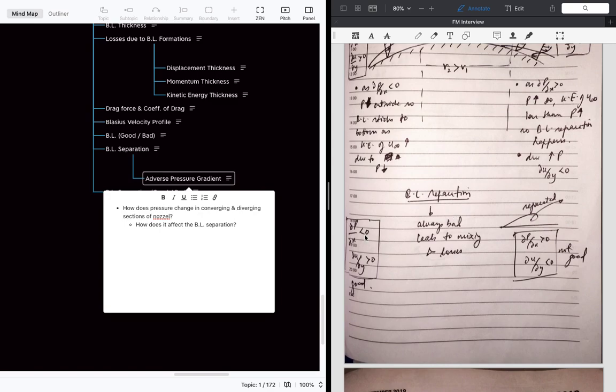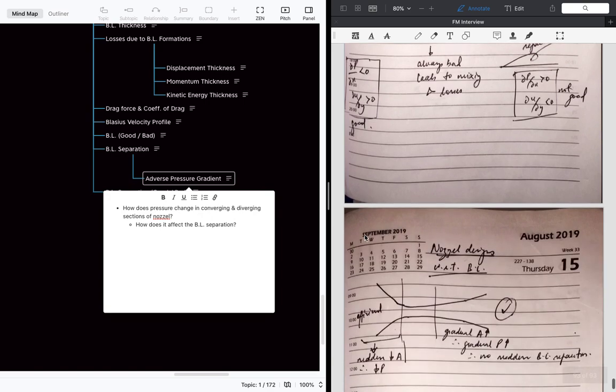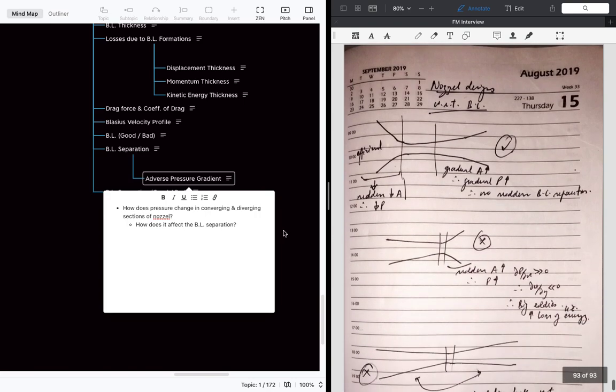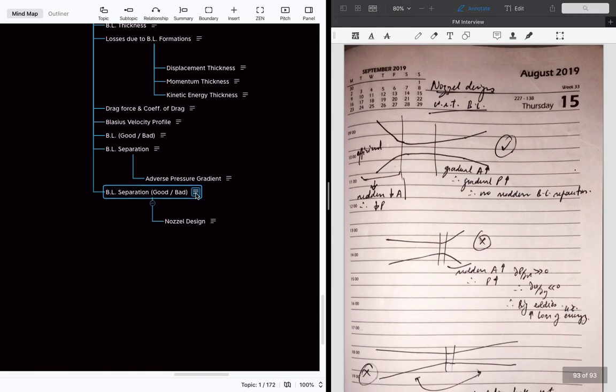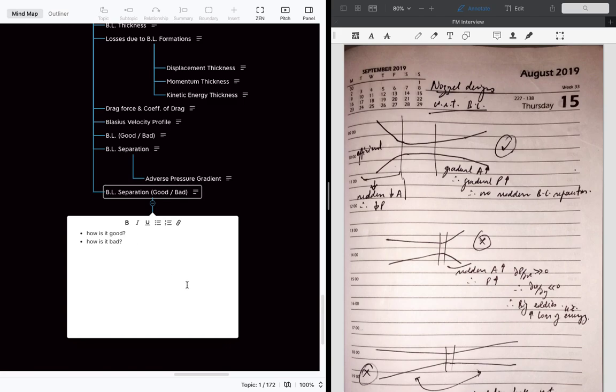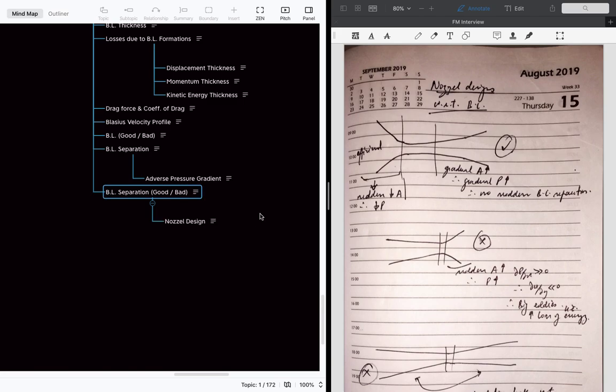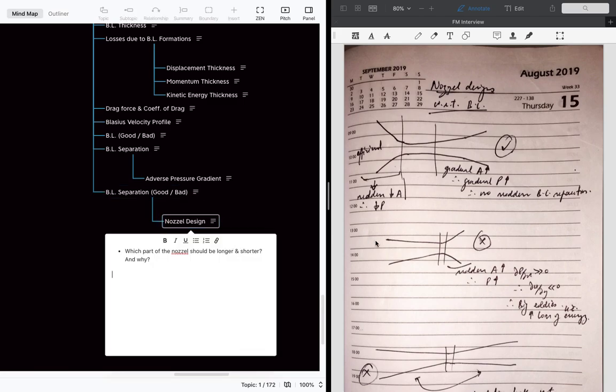So it is good when the pressure gradient is less than 0 and the velocity gradient is more than 0. It is bad, the boundary layer separation happens, when the pressure gradient is greater than 0 and the velocity gradient is less than 0. Okay. So that is how we have seen the reasons why it is good or bad. It's always bad basically. And the last thing is the nozzle design.